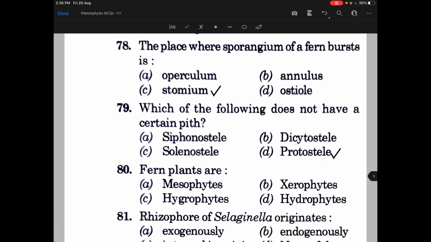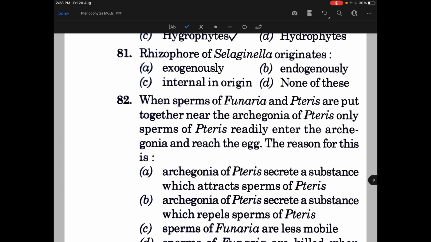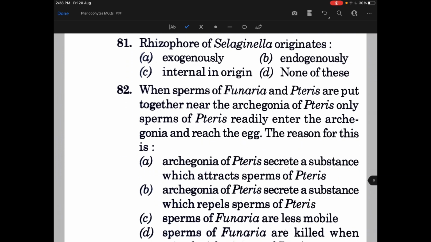Next, fern plants are dash, and the answer to this is C, that is hygrophytes. Next, rhizophore of Selaginella originates from dash, and the answer is A, that is exogenously.